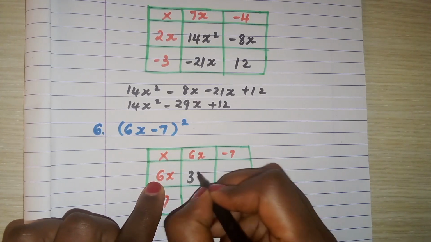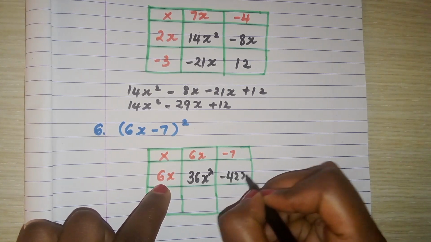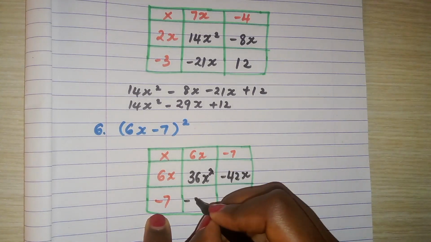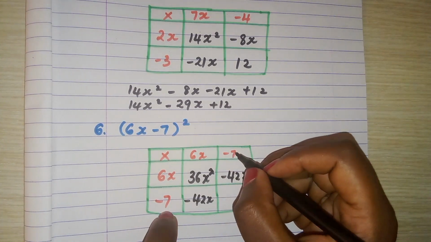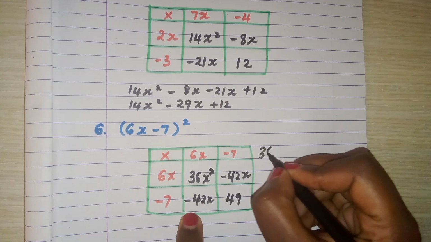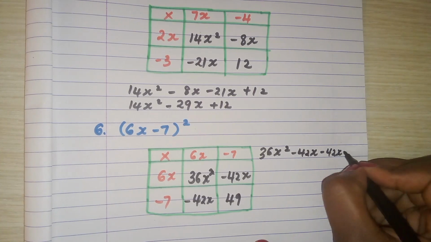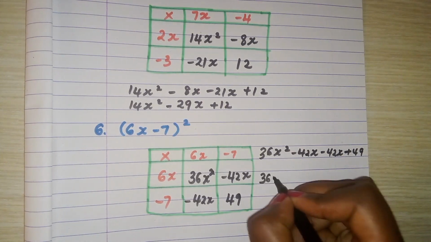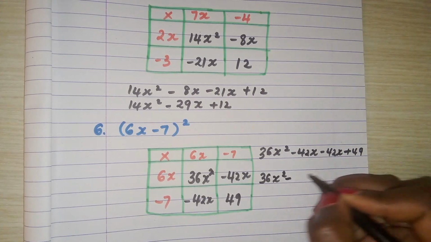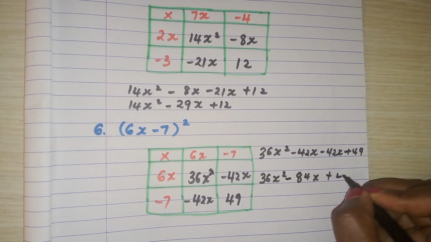6 times 6 is 36x squared, and then negative 7 times 6 is negative 42x. Negative 7 times 6 is another negative 42. And then we have negative 7 times negative 7 would be 49. So here we have 36x squared minus 42x minus 42x plus 49. So 36x squared, two negative numbers, I know you're a pro, you just add them and you put a negative sign. So negative 84x plus 49.